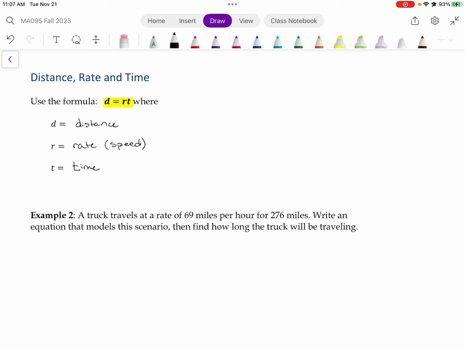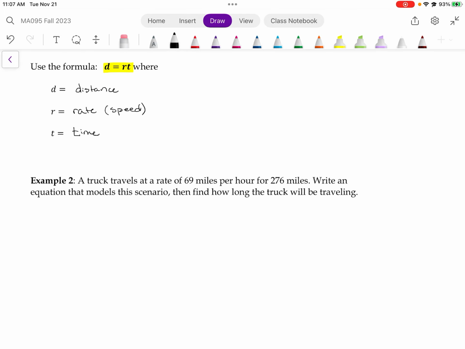All right, so for this next example, I highly recommend on word problems in any class, math, physics, chemistry, whatever, that you write down all of the variables in the equation you're going to be using, and then go back up to the problem, find them all, and put them in the right place. That will keep you from making mistakes. All right, the rate is 69 miles per hour, so that's 69 miles per hour. And it went for 276 miles, that's distance, so 276 miles. And the time is our question mark.